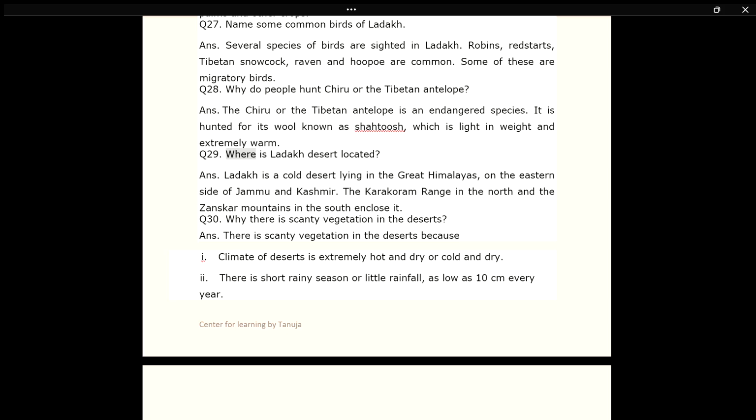Q29. Where is Ladakh Desert located? Ans. Ladakh is a cold desert lying in the Great Himalayas, on the eastern side of Jammu and Kashmir.